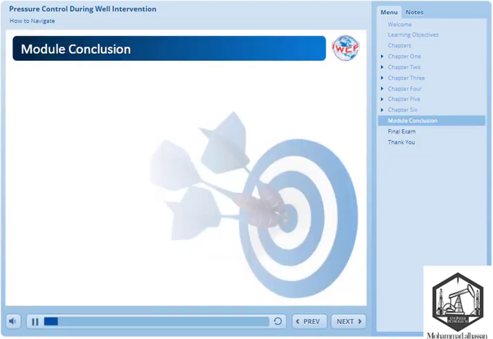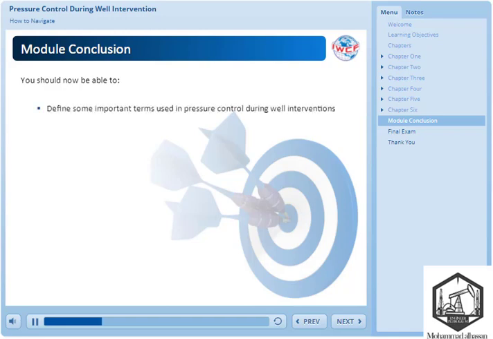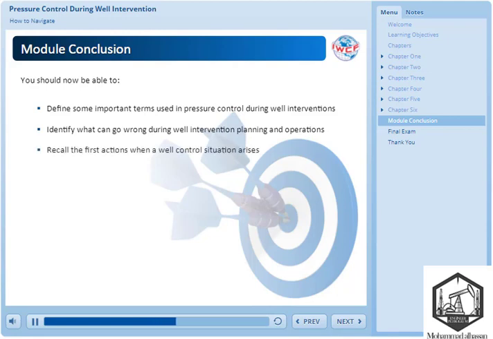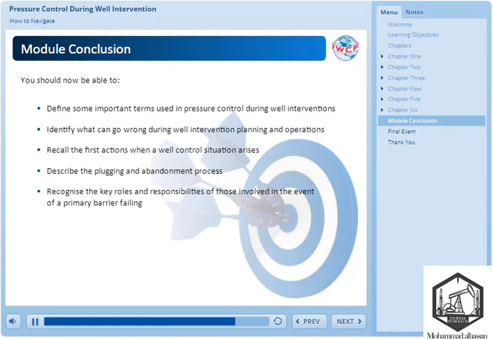Well done, you've reached the end of this module. You should now be able to define some important terms used in pressure control during well interventions, identify what can go wrong during well intervention planning and operations, recall the first actions when a well control situation arises, describe the plugging and abandonment process, and recognize the key roles and responsibilities of those involved in the event of a primary barrier failing.